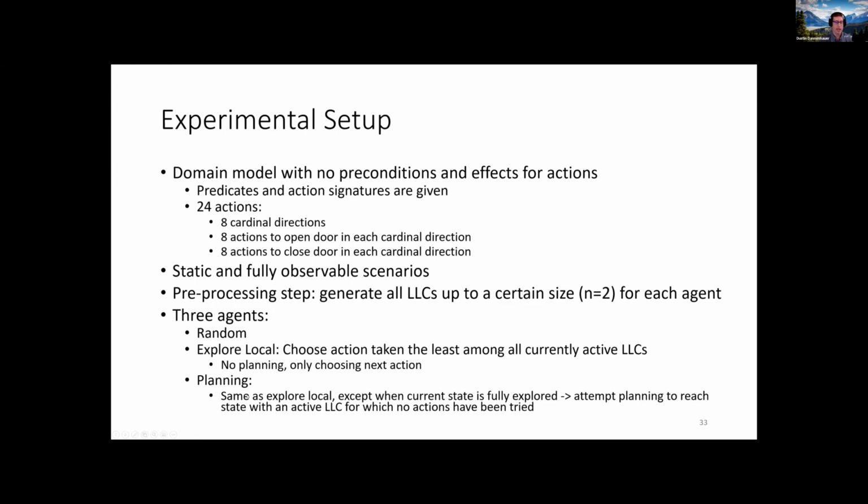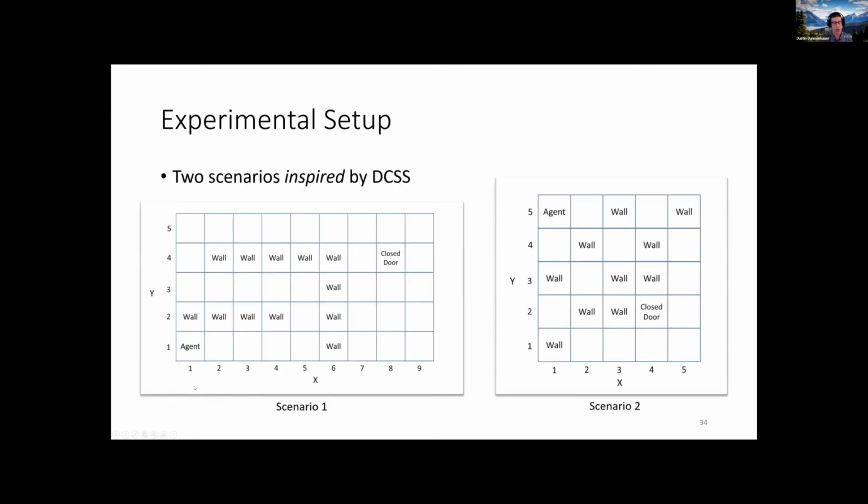And then the planning agent: when the LLCs have not been exhaustively tried for the 24 actions, it's going to follow the policy of explore local. But when that is reached, it's going to attempt planning to try to reach a state with an active LLC for which it's never been in. So these are the 2 scenarios we've done so far.